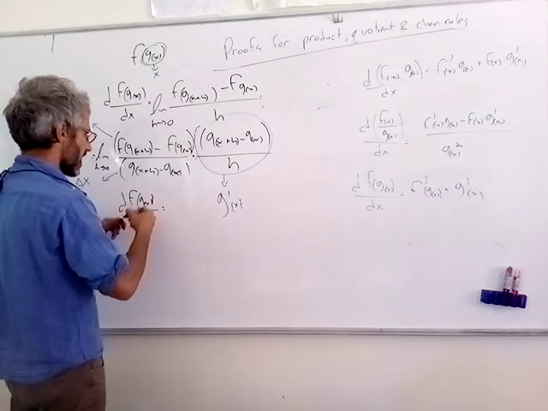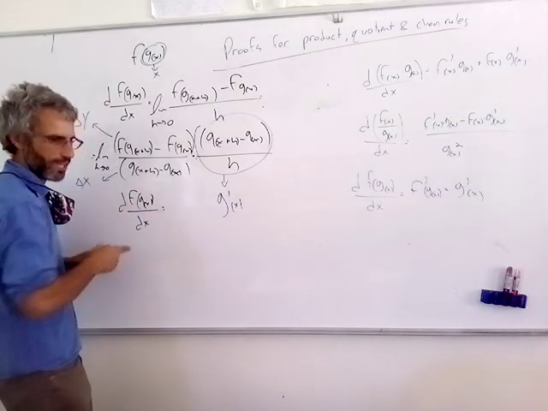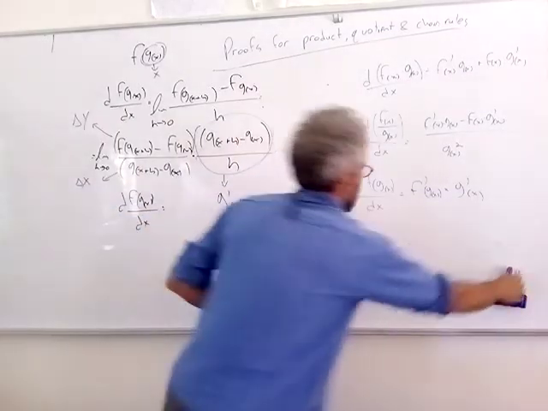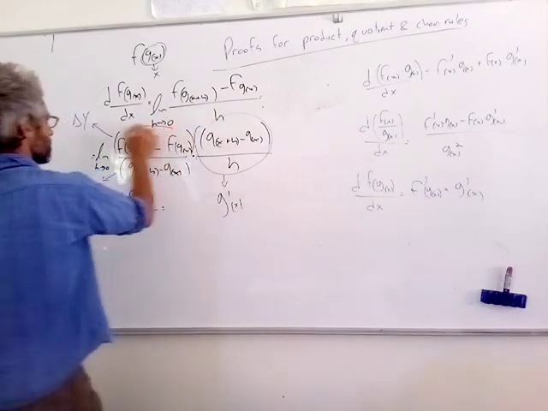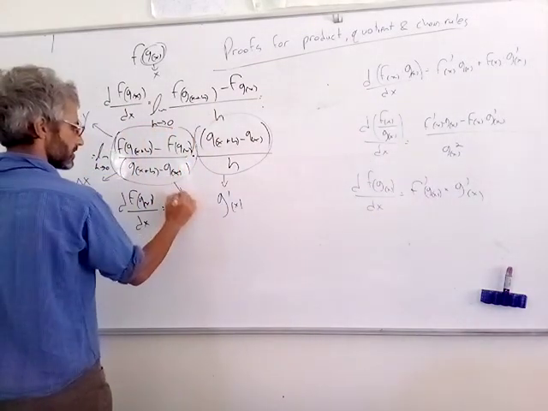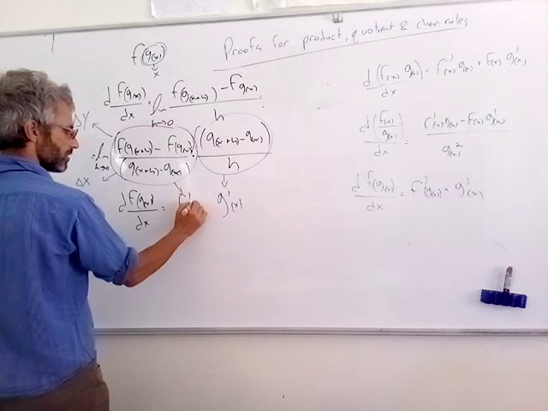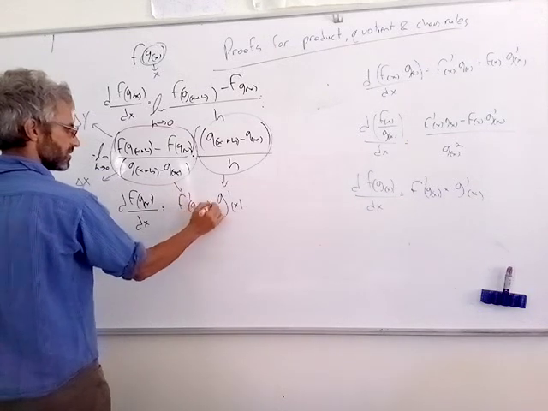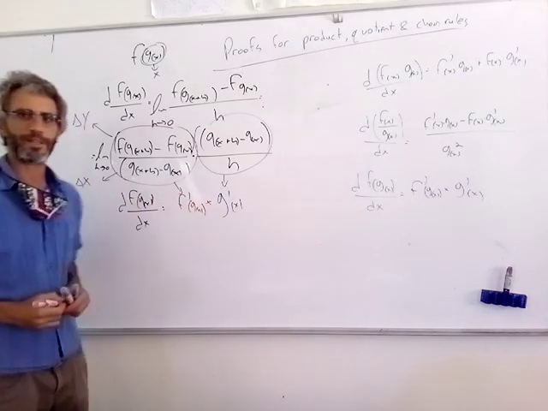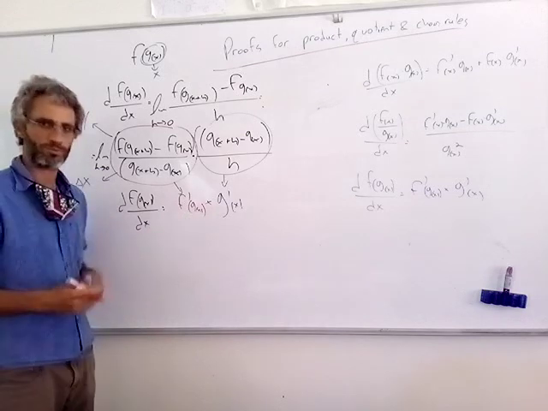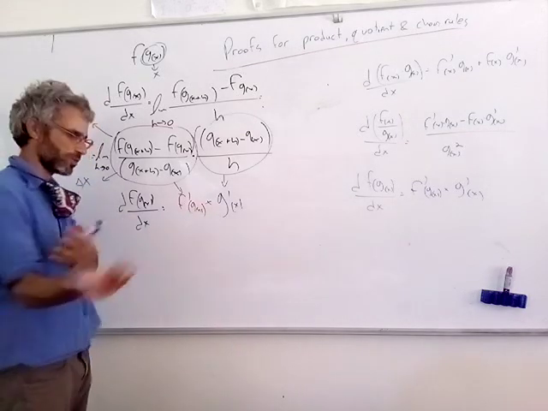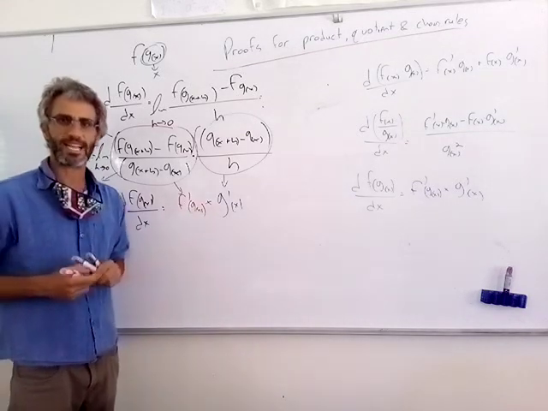I'll use another color, a red color. This baby here is f prime of g of x. And we multiply them. Chain rule. Grade 12, chain rule. Fantastic, guys. I'll see you later.